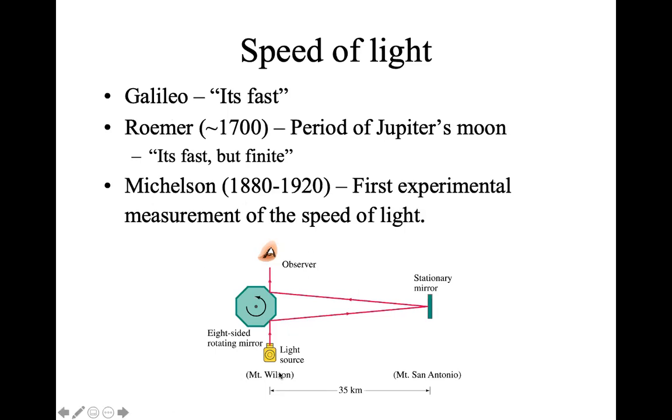This is in the San Diego, Los Angeles area, Southern California. He set up his experiment between two mountains, Mount Wilson and Mount San Antonio, with a clever device. It's actually a faceted mirror, and this particular one has 8 sides. If you ever get to go to the Naval Academy, in the science building there's a display of one. It's hand cranked, and it has 4 sides.